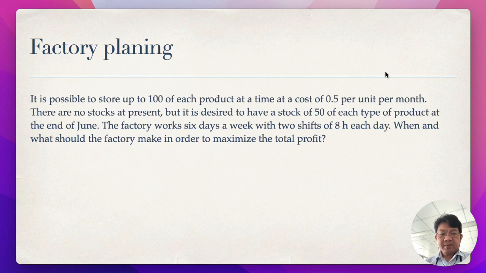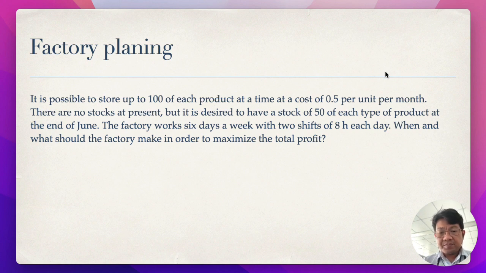Okay, additionally, it is possible to store up to 100 of each product at a time at a cost of 0.5 per unit per month. There is no stock at present. Okay, assume that at present we don't have any stock. Okay, and of course each month we can produce more than the demand of the market, and then we can store it up, okay, but the maximum is 100, okay, as mentioned.